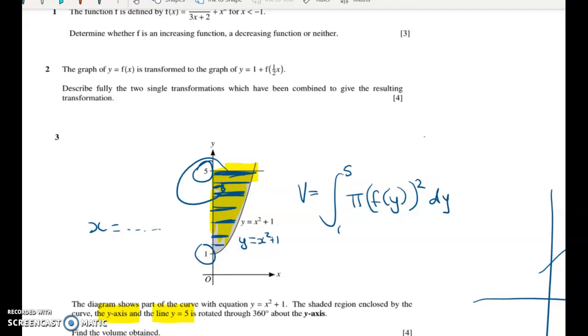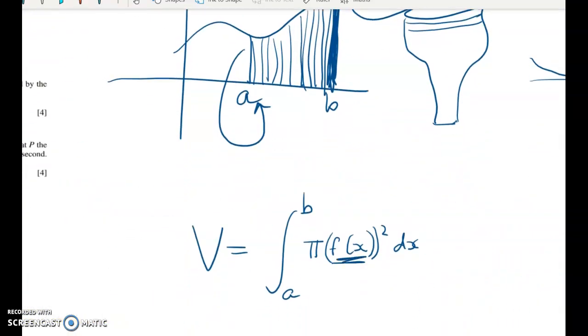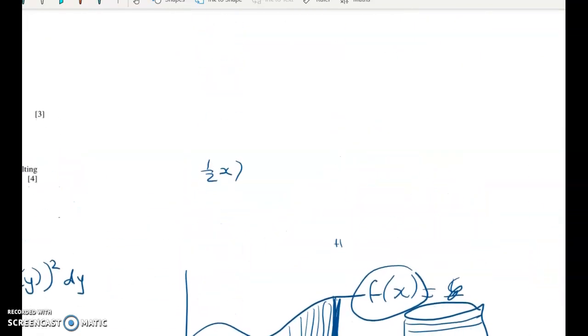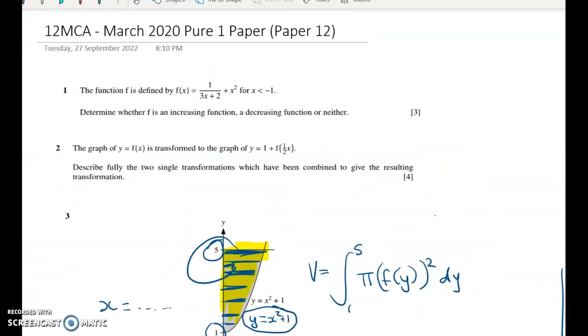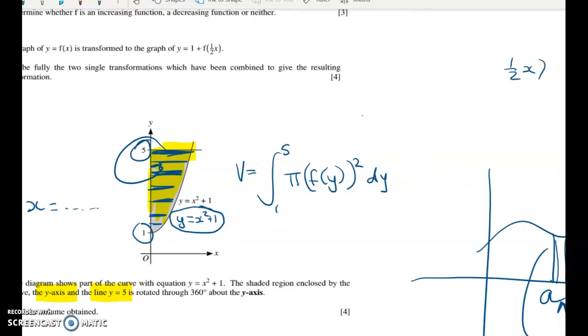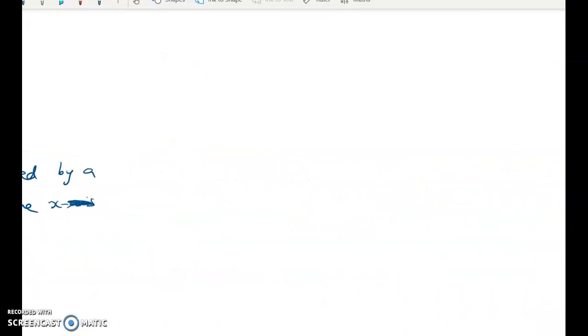All we have to do is take this thing here and make x the subject, and then get x squared. Just like over here, we had this thing here. This is y squared, so that's pi y squared. When we're working with the y-axis, we're going to need to square that. So let's look at how we can make x the subject over here.